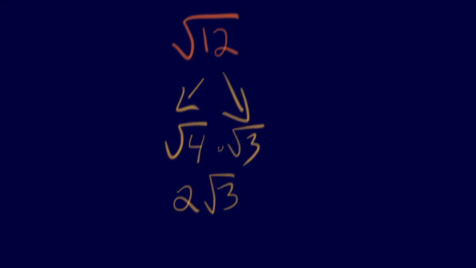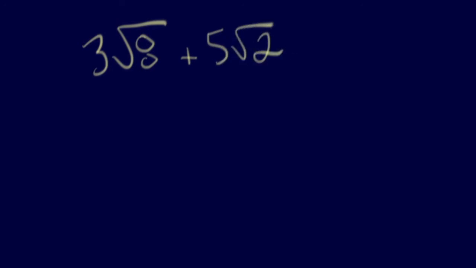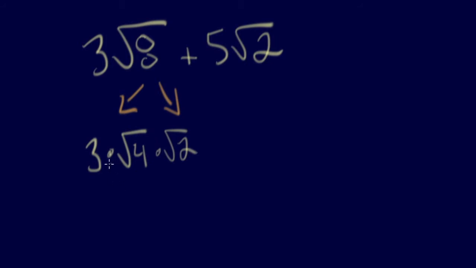Okay. Well, let's combine that idea with adding, subtracting radicals. Let's say you had a question that was this: 3 root 8 plus 5 root 2. If you look at this, you say, I have a root 8 and a root 2, I can't combine those. But you could go and simplify those. And that would become 3 times the square root of 4 times the square root of 2. And 3 times, basically, 3 times 2.